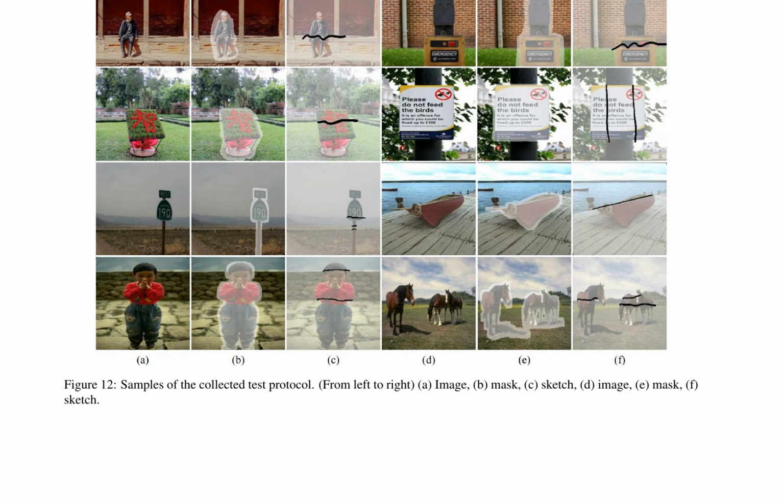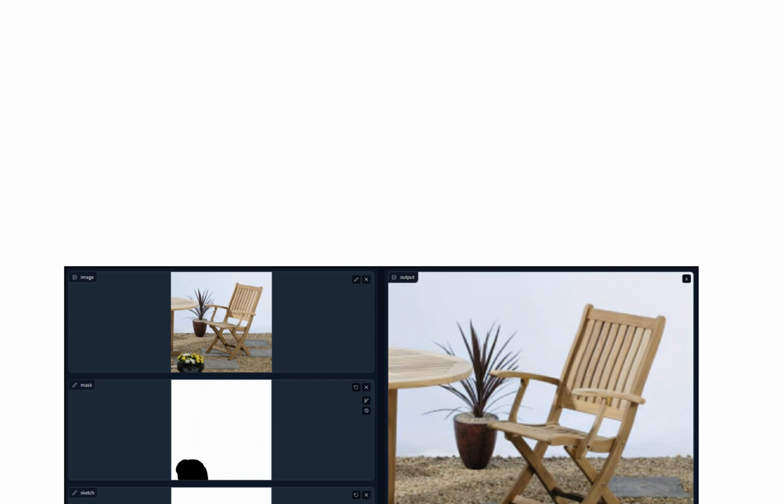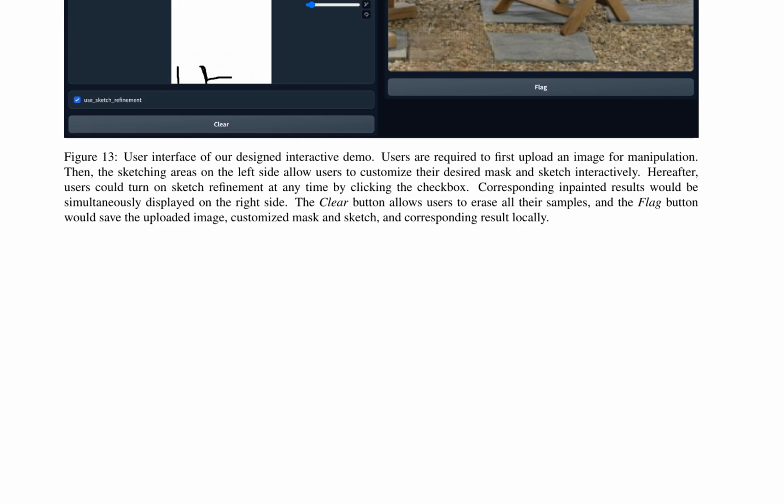The interactive demo's user interface is depicted in Figure 13, starting with an image upload requirement for manipulation. It features sketching areas on the left side where users can customize their desired mask and sketch interactively. Users can turn on sketch refinement by clicking a checkbox. Simultaneously, the corresponding inpainted results are displayed on the right side. The clear button allows users to erase all their samples, and the flag button enables saving the uploaded image, customized mask and sketch, and corresponding result locally.